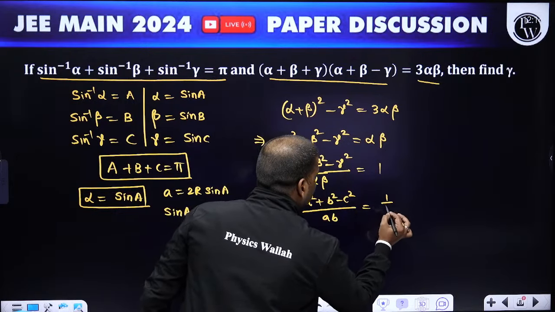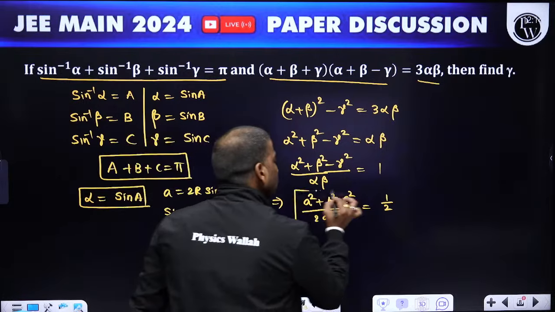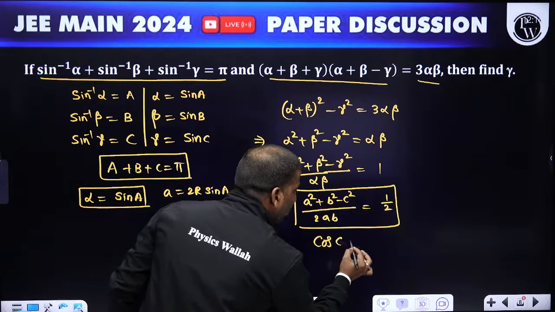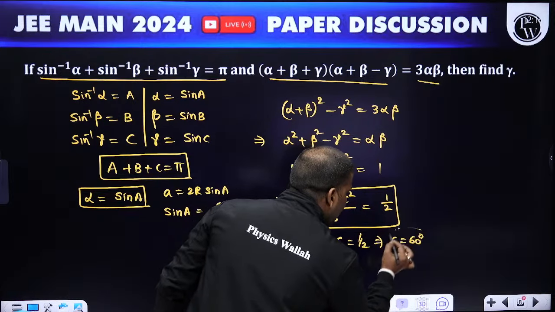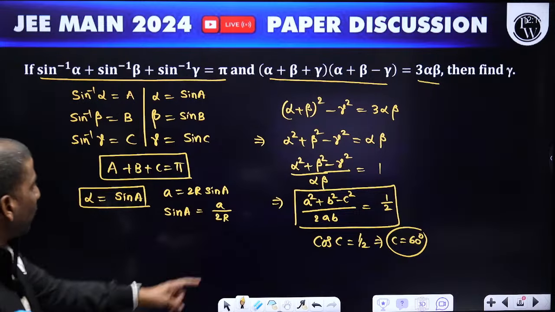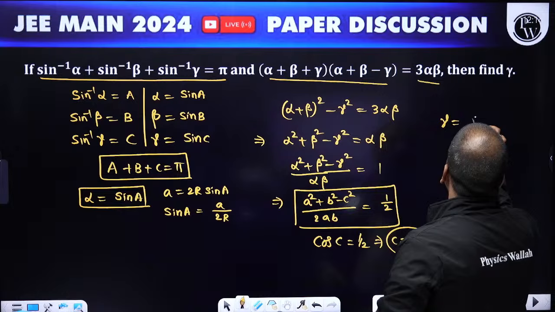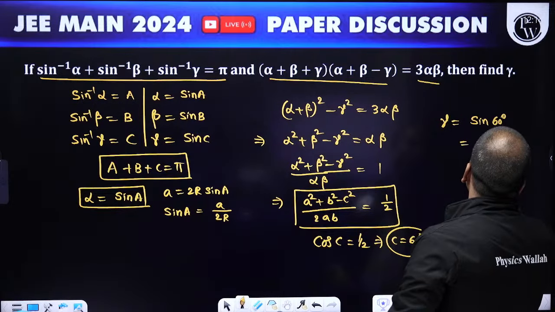What I do, I divide on both sides by 2. Do you remember? This is like a cosine rule. Cos C is equal to 1 by 2. C is equal to 60 degrees, the easiest way. When C is equal to 60 degrees, what are they asking? Gamma. So gamma is sine 60 degrees. Sine 60 degrees is equal to root 3 by 2.